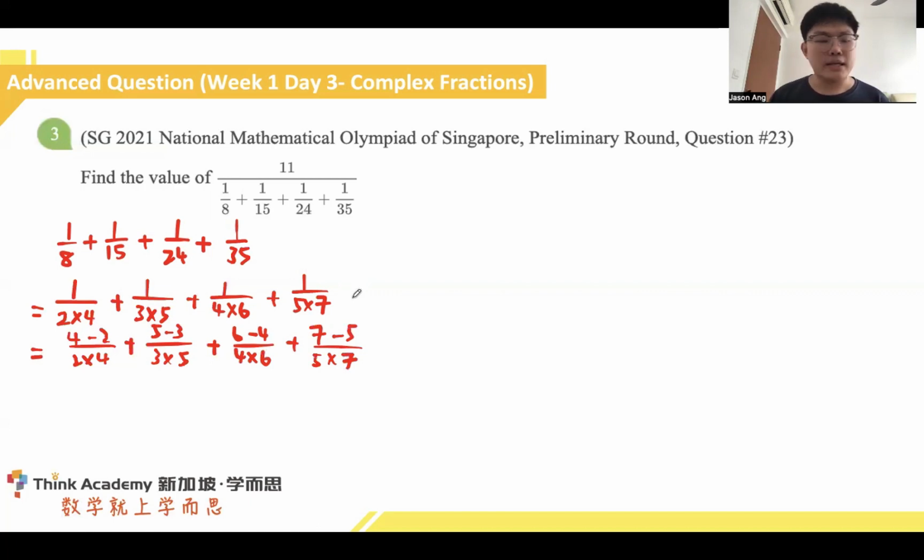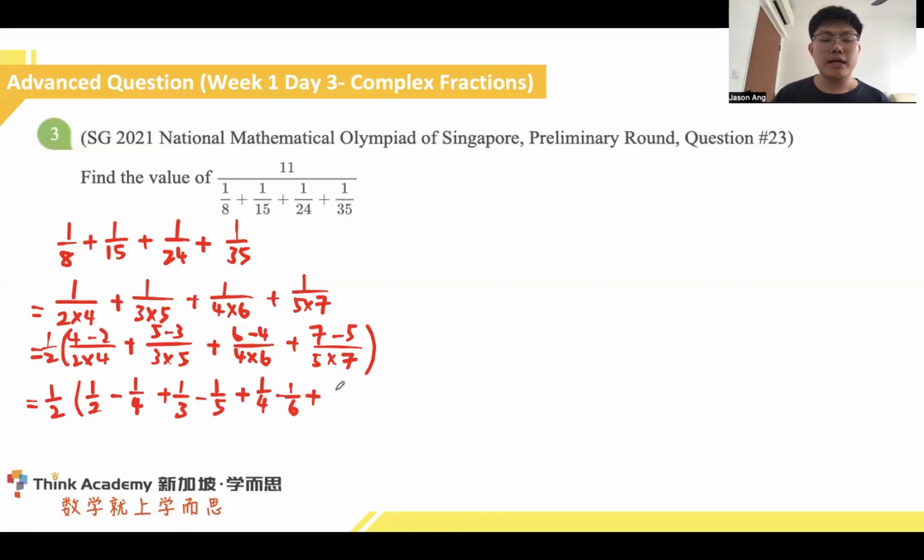But wait a minute, there seems to be something missing. Your numerators are all 2, but the original is 1. Do not forget, outside of this, we need to have a half to balance it out. So half, and after that, inside our fractions, once we do our simplification, remember, we will get 1 over 2 minus 1 over 4 plus 1 over 3 minus 1 over 5 plus 1 over 4 minus 1 over 6 plus 1 over 5 minus 1 over 7.